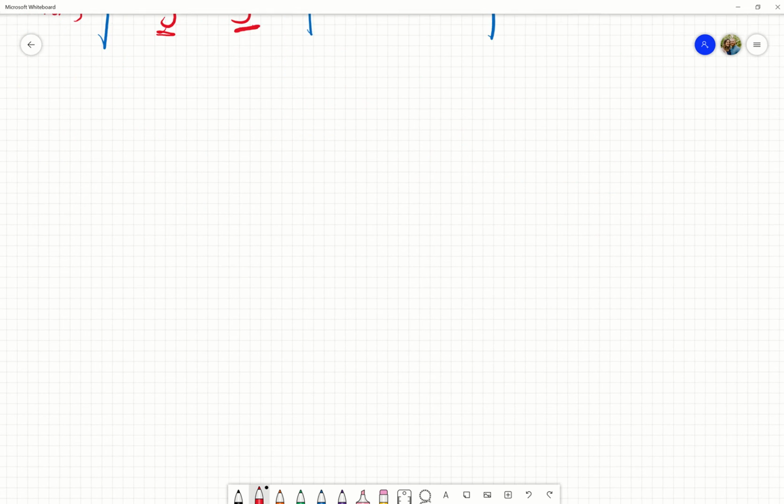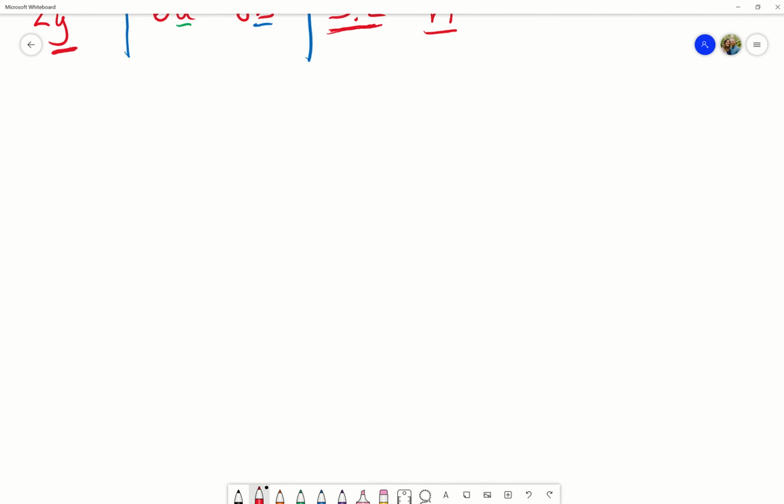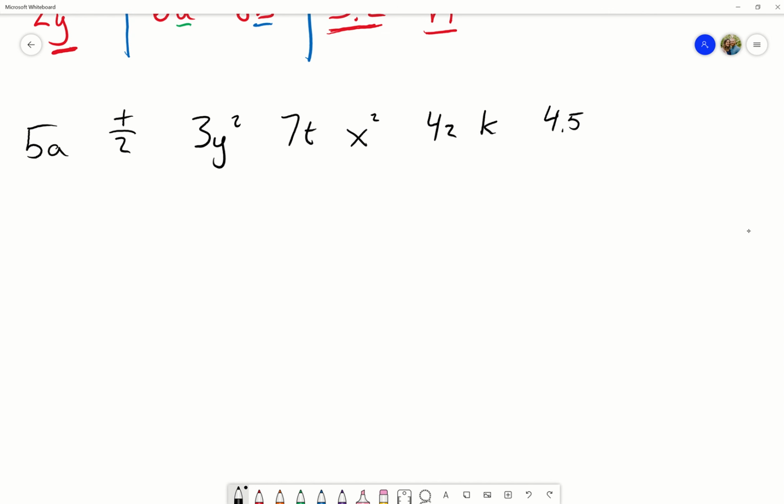All right, so if I were to make a list here of some terms, let's say I have 5a, t over 2, 3y squared, 7t, x squared, 4z, k, 4.5y squared, 2t, and 1/3 a. So let's say I have this whole list of terms here.